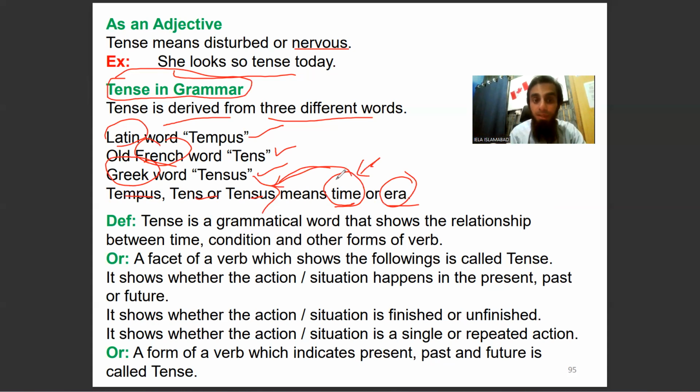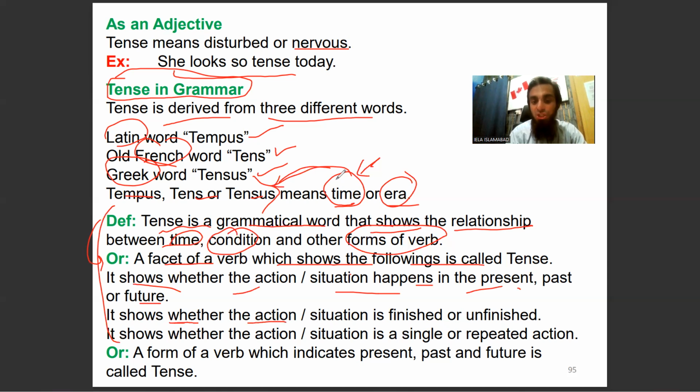Now, definition. Definition means, like, what is the meaning of tense? Tense is a grammatical word that shows the relationship between time, condition, and other forms of verb, right? Like this is the time, when it happened, what was the condition, and what the form of verb, like will for future, was for past, and has for the present time, right? Another definition: a verb which shows the following is called tense.